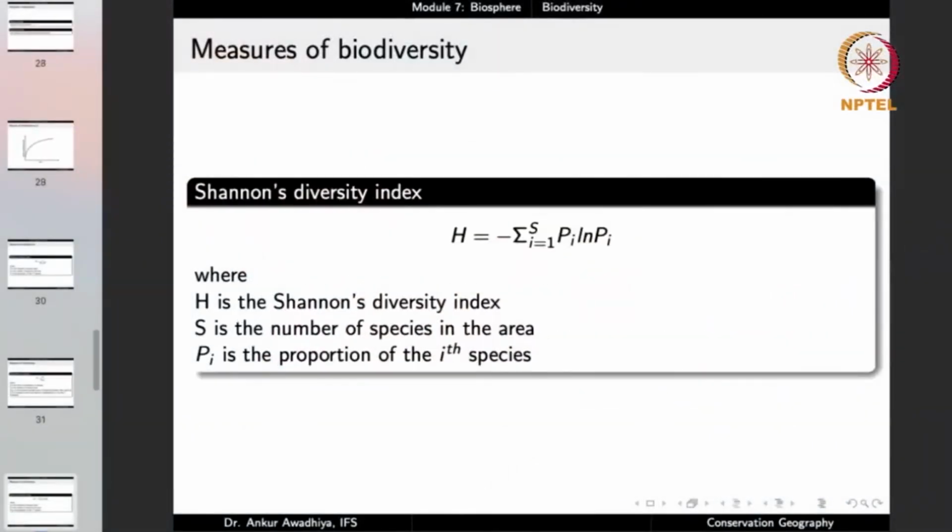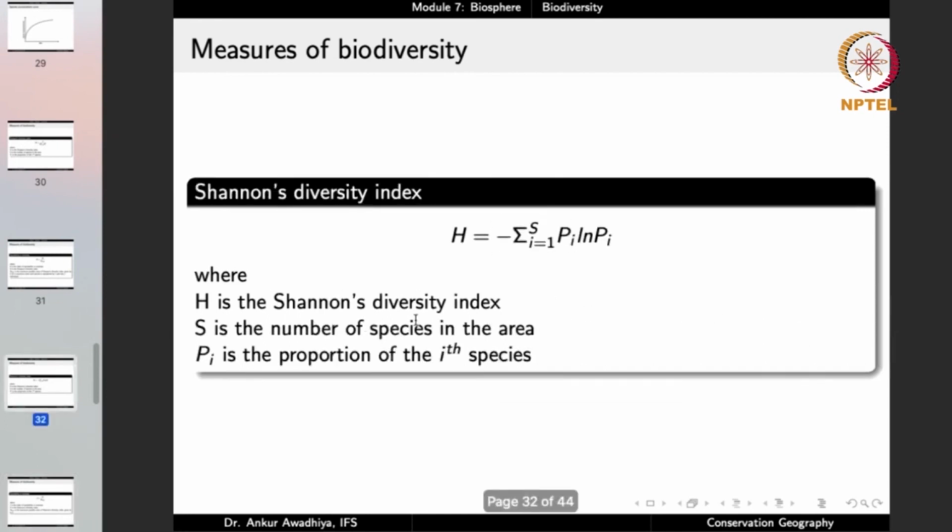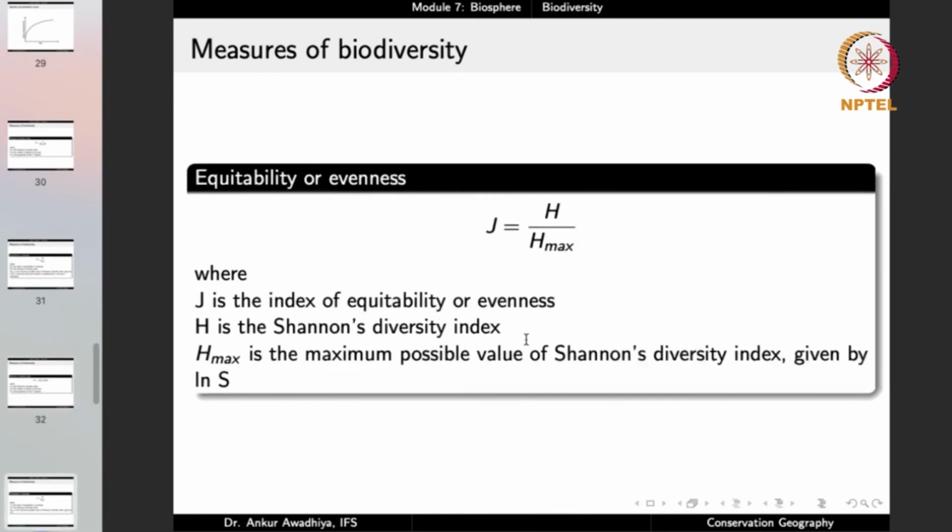Another way is the Shannon's diversity index, which is H = −Σ pi ln(pi), summed over the number of species. So this log is the natural logarithm and pi is the proportion of the ith species. Here again you can find the equitability or evenness given by H divided by H max, the value of Shannon's index divided by the maximum value possible.